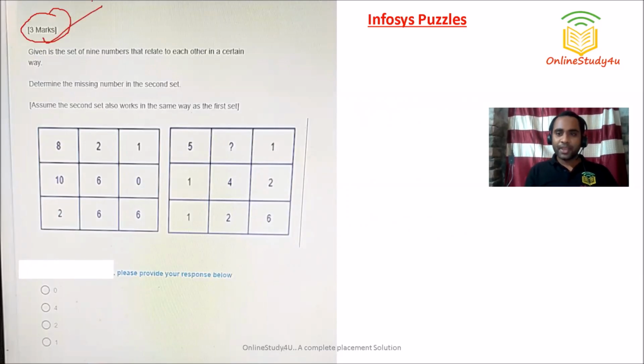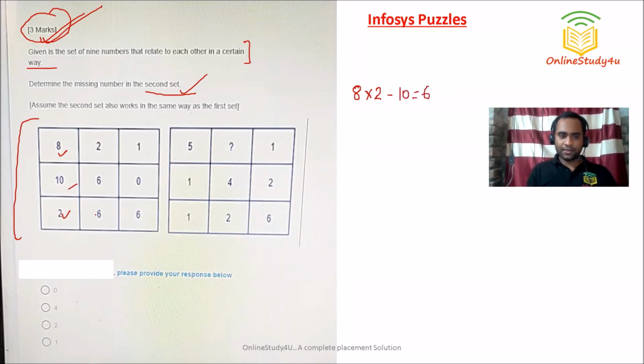Okay. Now, given the set of 9 numbers that relate to each other in a certain way, determine the missing number in the second set. Again, 3 marks question. So friends, in this, the logic is, see, 8 into 2. So 8 into 2 is what? 16. And if we subtract 10, what we will get? 6. So from this row, 6. Then I am multiplying 6 into 2, 12. 12 minus 6 will be 6.